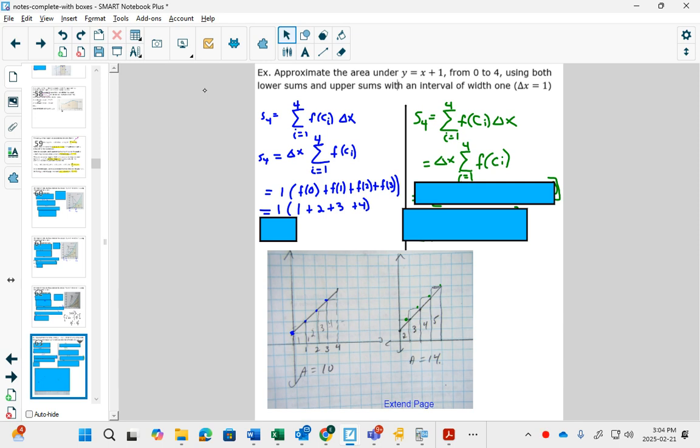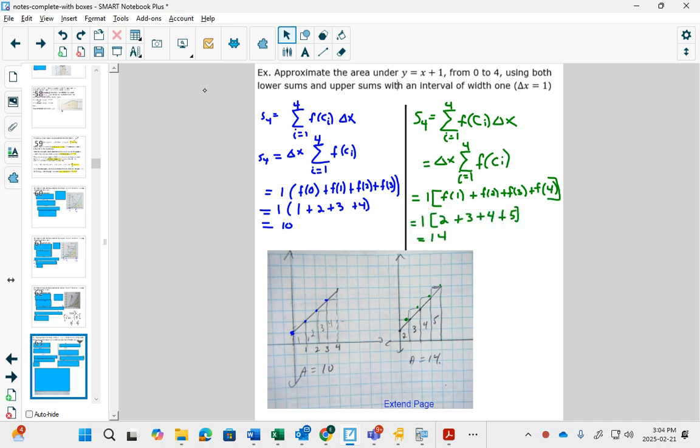Just showing that you can factor it out. And then we add them all up, we get 10 as the area for the lower one. And the upper ones, sometimes it's nice to actually show them and label them. 2 plus 3 plus 4 plus 5, we get 14 for the upper ones. So we know the answer is somewhere between 10 and 14 from this method, which if you would have done it a lot quicker, you could have figured out the answer was 12 with a lot less work. But we're developing a concept.